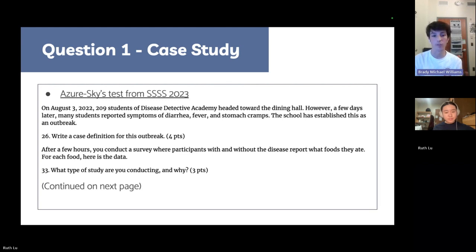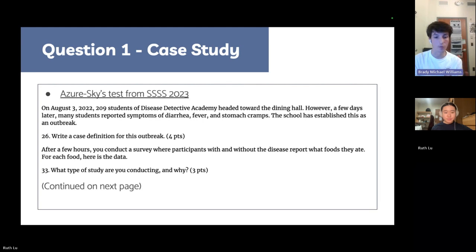Our place is the Disease Detectives Academy. So those people who are at the Disease Detectives Academy on that date of August 3rd, 2022. You might want to say that they were there on that date and contracted symptoms in some time frame, maybe like two weeks out from that date.